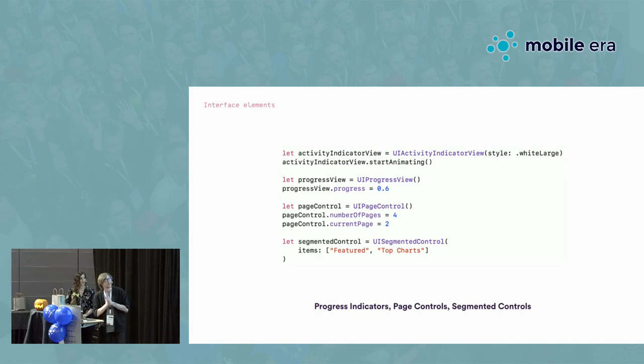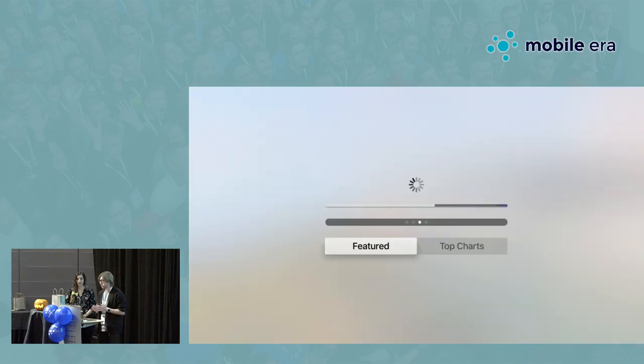On this slide, you can see some common elements that we use both on iOS and tvOS. It's activity indicator, progress view, page control, UI segmented control. There is like no difference between iOS and tvOS. It's exactly the same. And if we place them in a vertical stack view, you can see that they look slightly different, but they're still familiar to what we know from iOS.